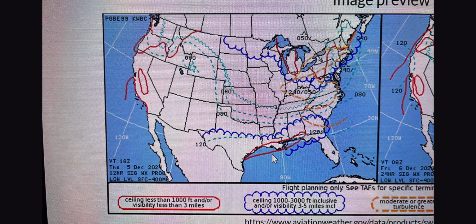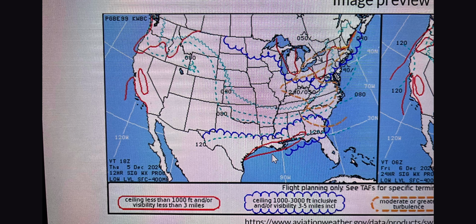Today we're going to be going over low-level prognostic charts and high-level, and we'll start with the low-level. The low-level prognostic charts are very valuable. The reason you would use them is because they provide significant weather forecasts and weather conditions in the lower atmosphere, which is typically up to 24,000 feet.